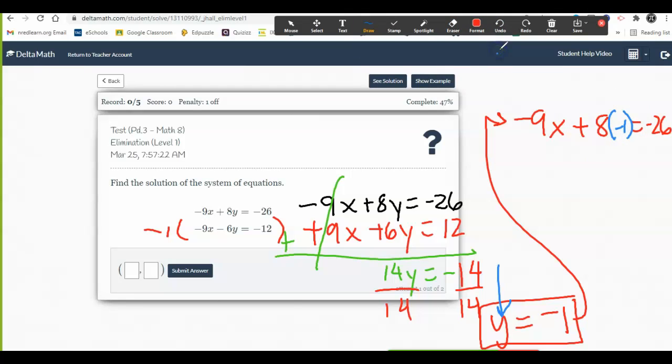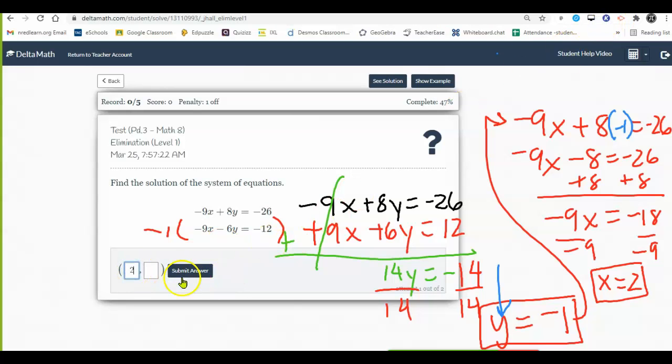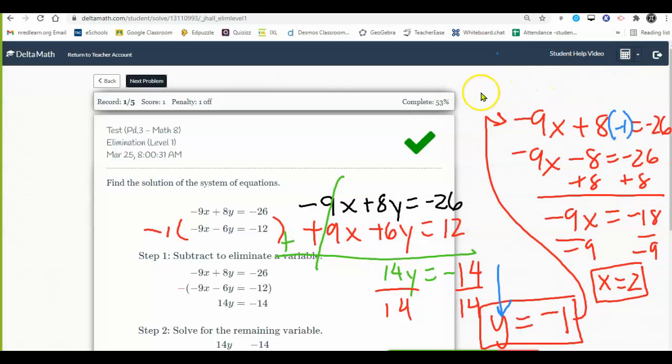Now I need to use my skills to simplify this equation, adding 8 to both sides. Let's see here. This is going to be negative 18, divide by negative 9, and x is equal to 2. The answer to this problem is (2, negative 1), because x is first. 2 is in the x spot, and negative 1 is in the y spot. So watch where I type it. 2, and then negative 1. Submit your answer. We got it right.